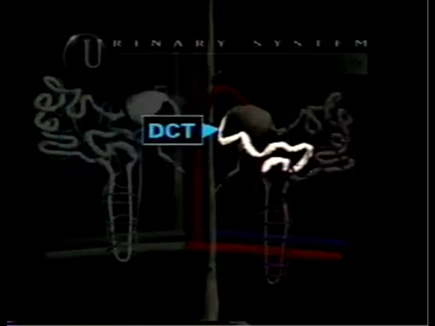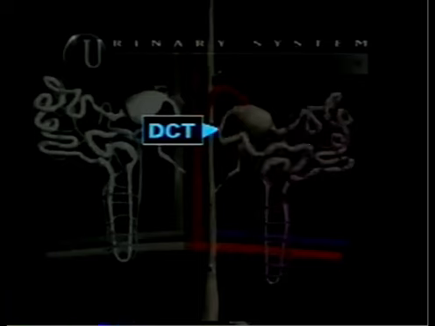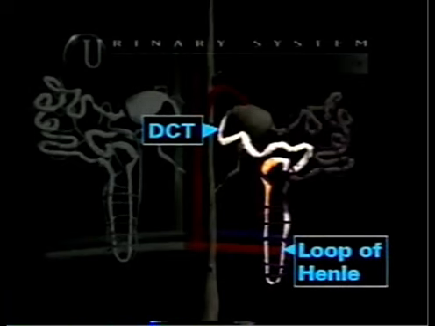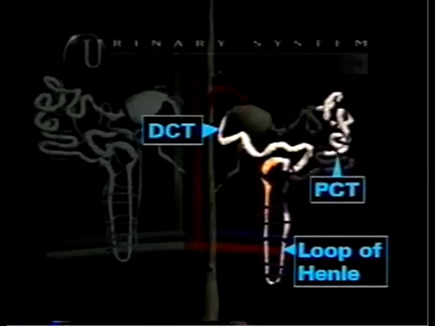The portion connected to the distal convoluted tubule, or DCT, is the ascending limb of the loop of Henle. The distal convoluted tubule, or DCT, emerges from the loop of Henle and forms the final region of the renal tubule. In all of these tubules, water continues to be absorbed and waste continues to be deposited.